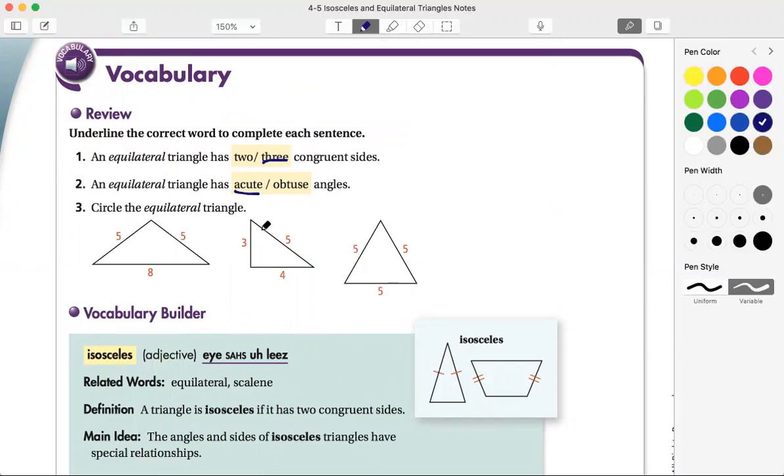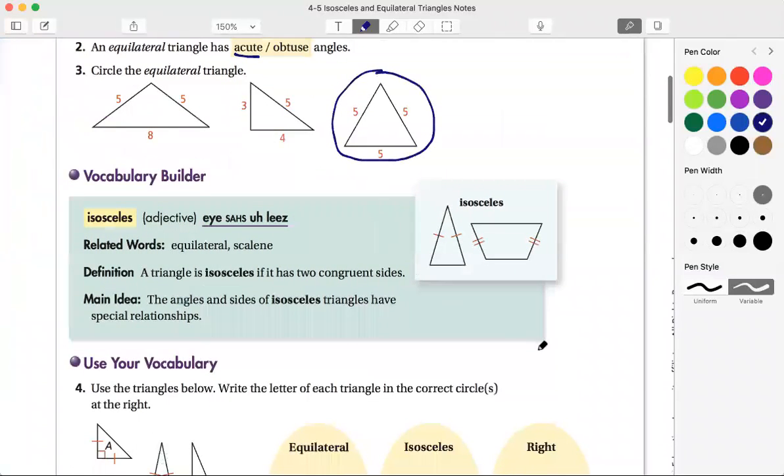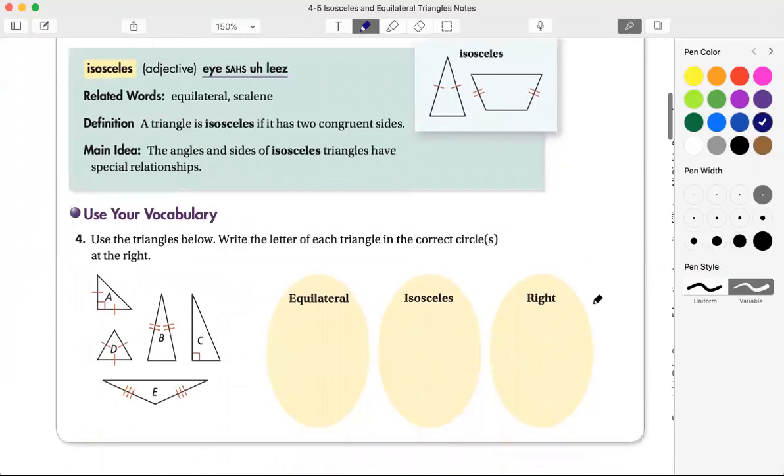So we're going to circle the equilateral triangle. Which one has congruent sides and acute angles? This one. All right. We're going to add a word, isosceles. Isosceles is related; we could talk about it like equilateral or scalene. A triangle is isosceles if it has 2 congruent sides. So angles and sides of isosceles triangles have special relationships. Here are some pictures. Isosceles: 2 congruent sides, 2 congruent sides.